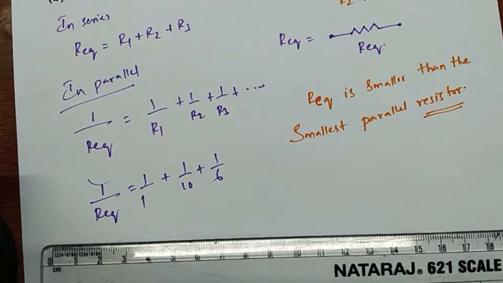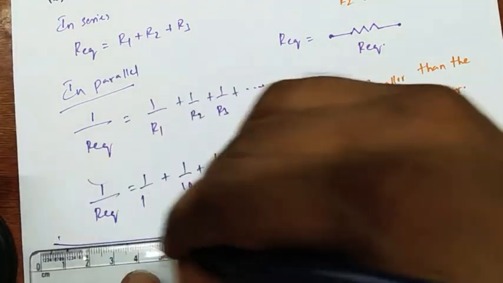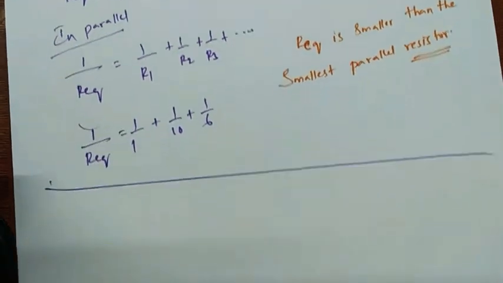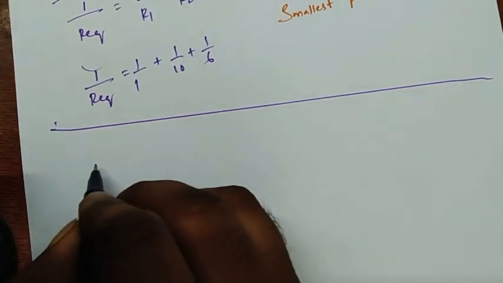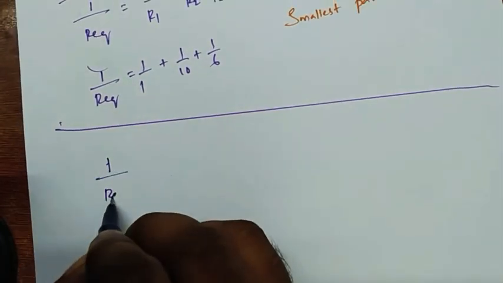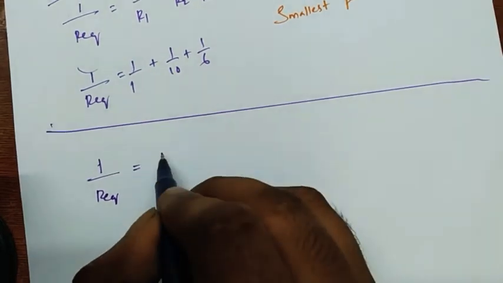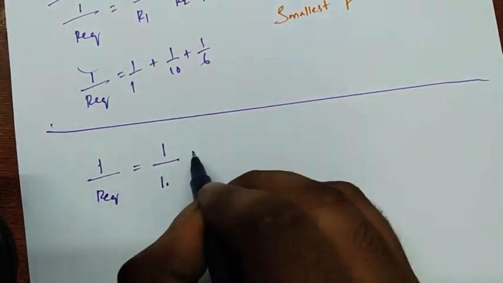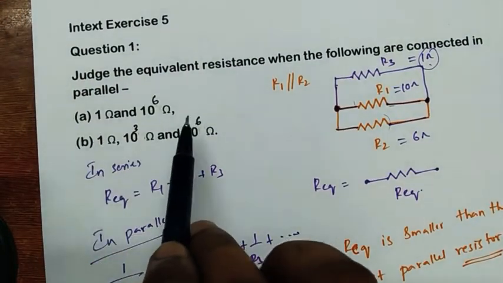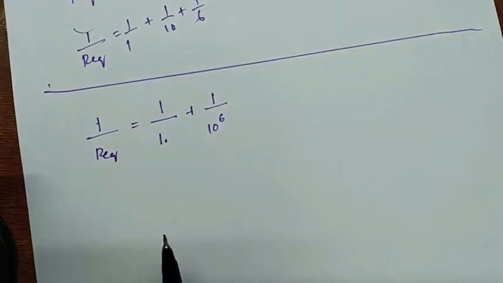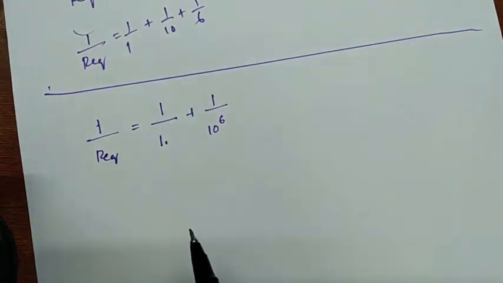Now we will discuss the problem. Question A: 1 ohm and 10 power 6 ohms. What is the equivalent resistance? We apply the formula: 1 by R equivalent is equal to 1 by 1 ohm plus 1 by 10 power 6 ohms. He is asking for R equivalent.